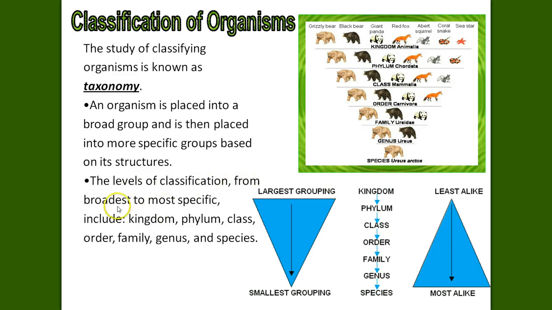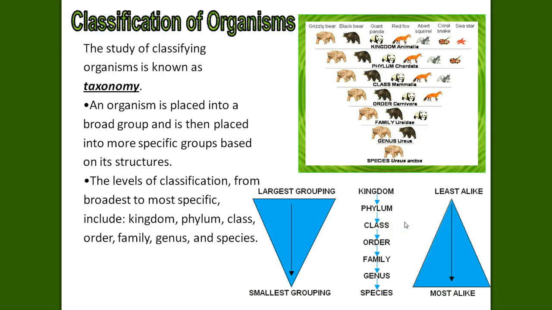So the levels of classification from the broadest, that means has the most in it, to the most specific, down here, include kingdom, phylum, class, order, family, genus, species. And it goes from the largest group to the smallest group. The least alike, see these are the least alike, to the most alike, down at the bottom.